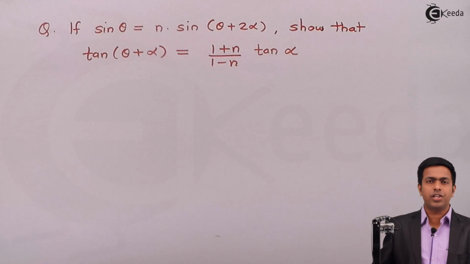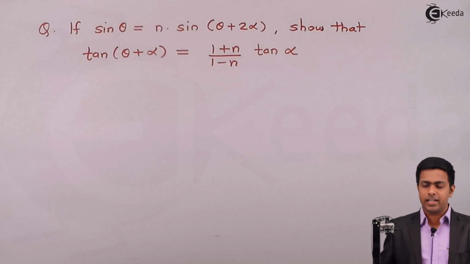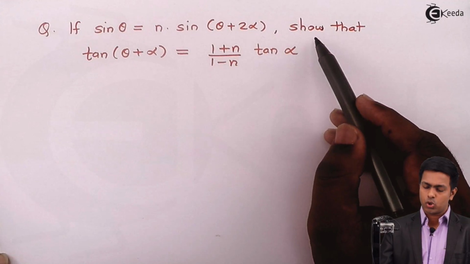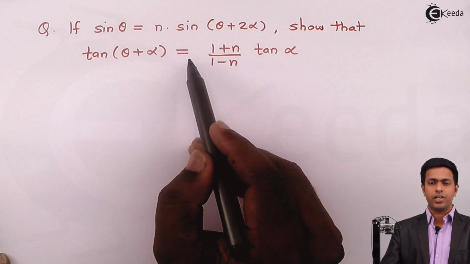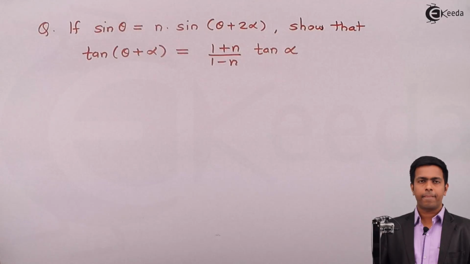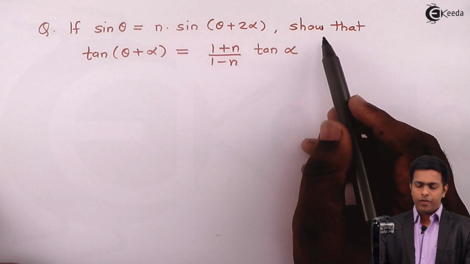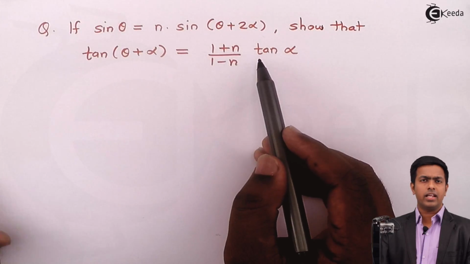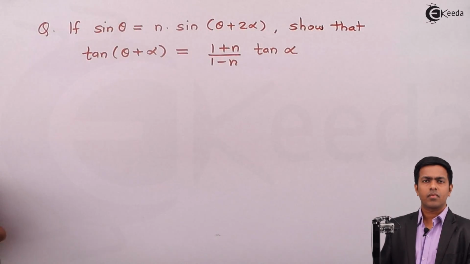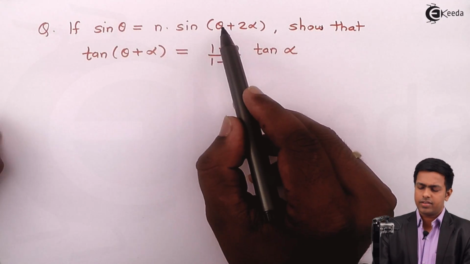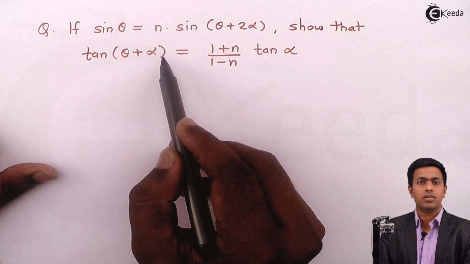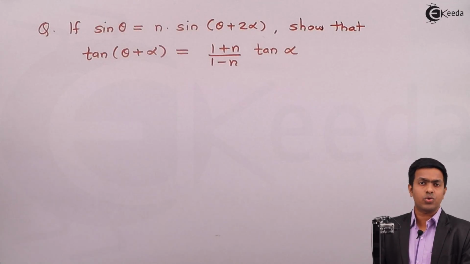Hello students, so in this problem sin theta is given as n times sin theta plus 2 alpha and we have to show that tan theta plus alpha is equal to 1 plus n whole upon 1 minus n into tan alpha. Now we have to show the result for tan, whereas the given trigonometric function is sin theta. The trigonometric angle given is theta plus 2 alpha, whereas the required answer should have angle as theta plus alpha. Now the question is how to solve this.